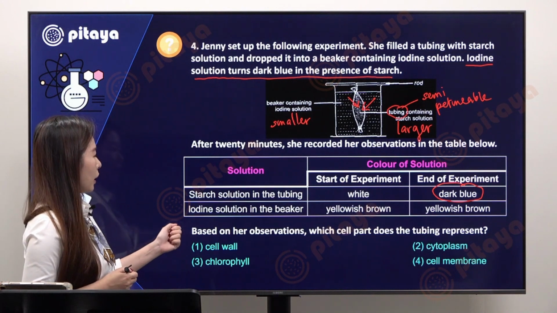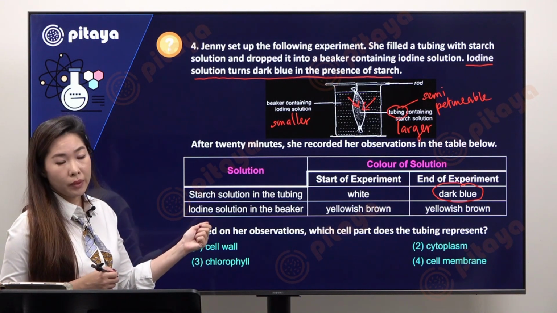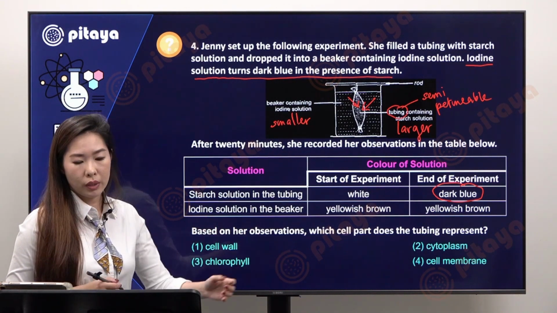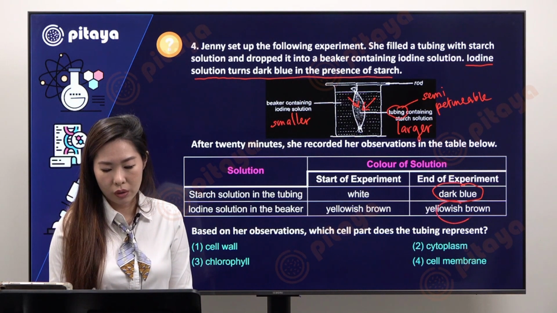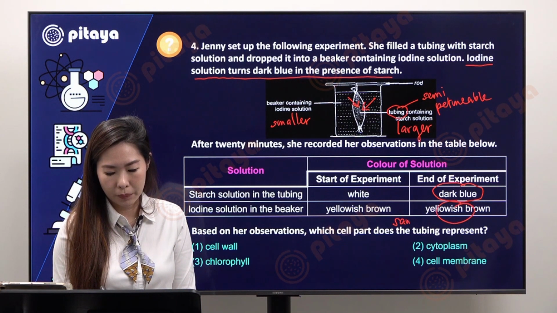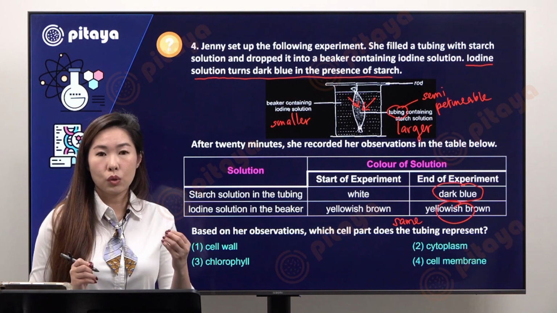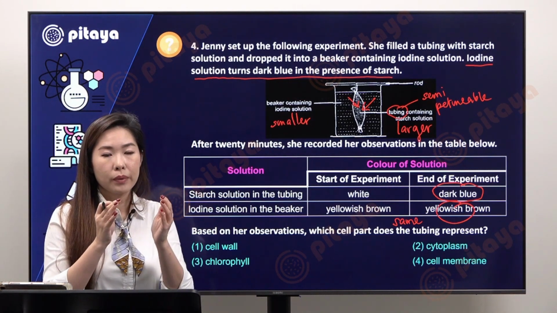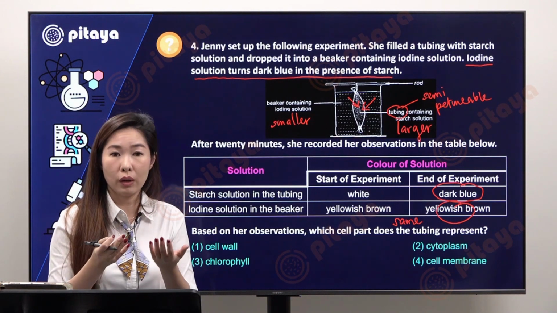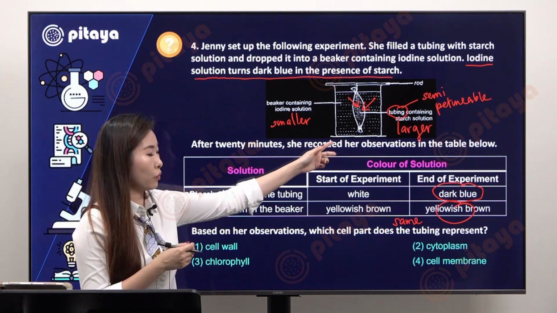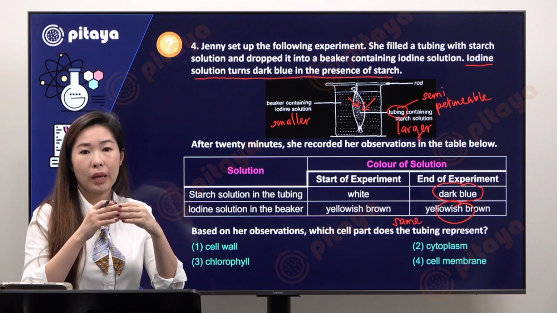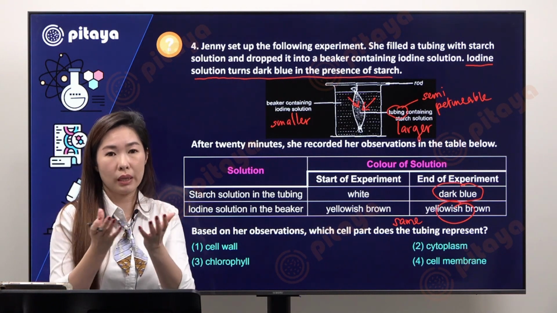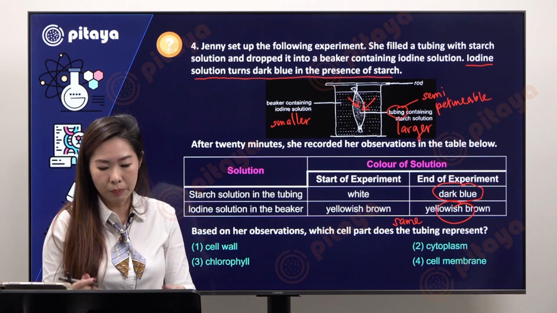Then we can look at iodine solution in the beaker. Before the experiment and after it, the color didn't change at all. It remains yellowish brown. Which also can tell us that the starch solution inside the tubing is not able to move out of the tubing to mix with the iodine solution. So that's why the iodine solution outside remains as it is, being alone.